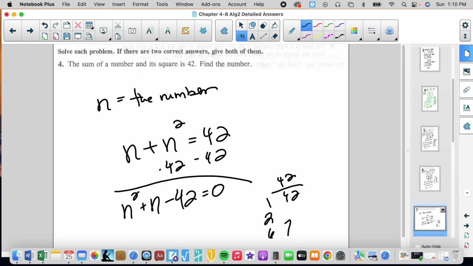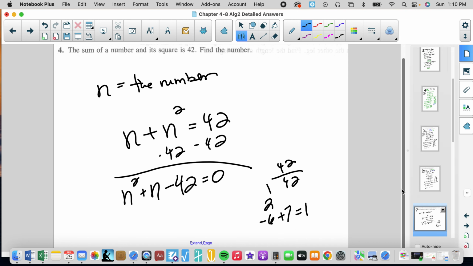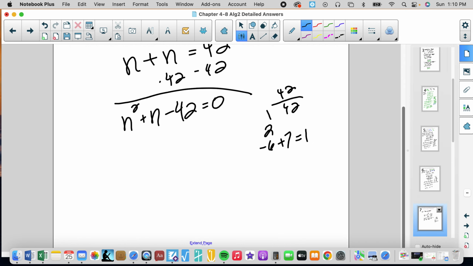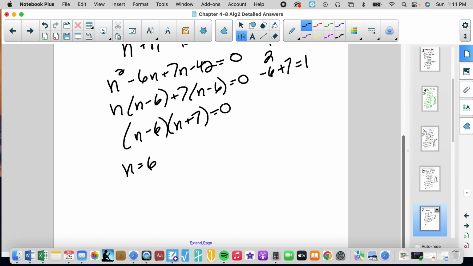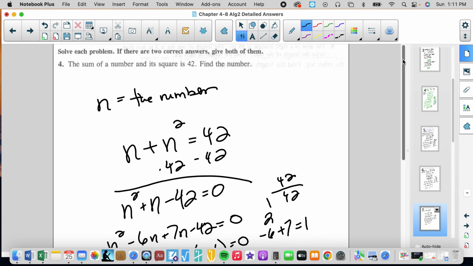Signs are different, bigger is positive. So, I mean, that's when you get good. You don't have to go through factor pairs. So n squared minus 6n plus 7n minus 42 equals 0. Factor out an n, factor out a 7. You get n minus 6, n plus 7. Your n is going to equal 6, and your n is going to equal negative 7. So the number can be negative 7 or 6.